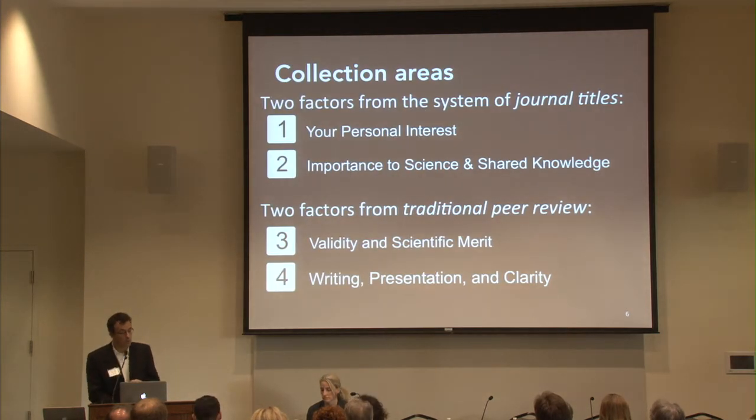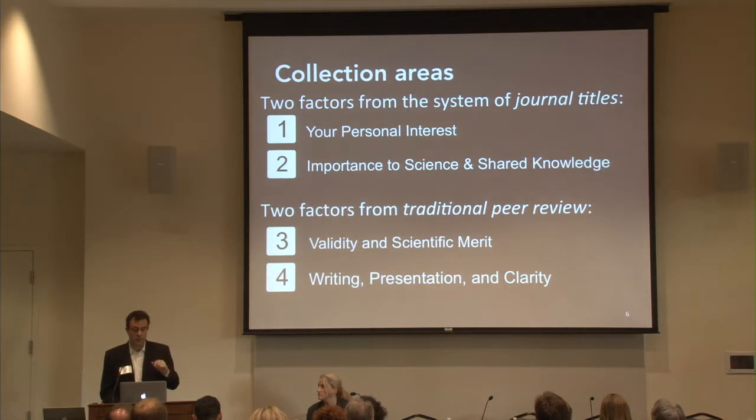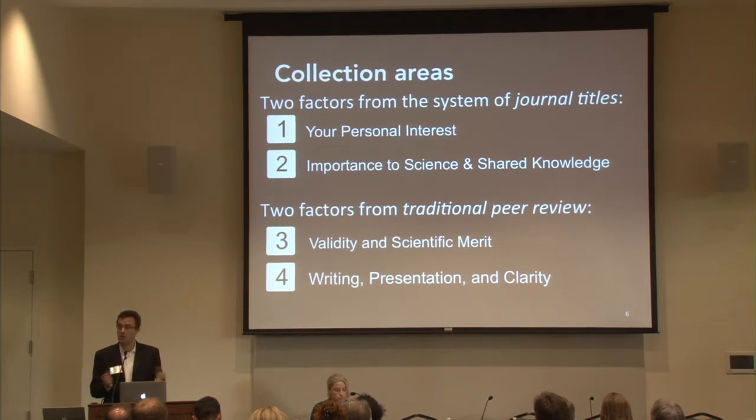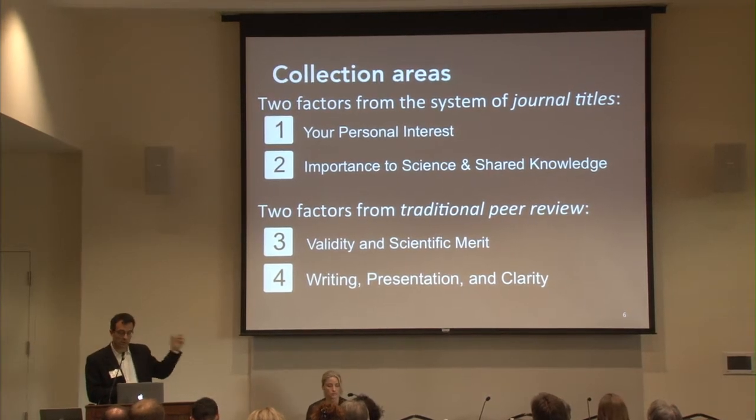So we came up with a tool. It has 4 structured collection areas and a 5th that is unstructured. The first 2 areas are areas that are associated with what we typically think of the system of journal titles now. So we actually ask the person, what is your interest in this article? And I'll show you some examples of what the scales look like in a minute.